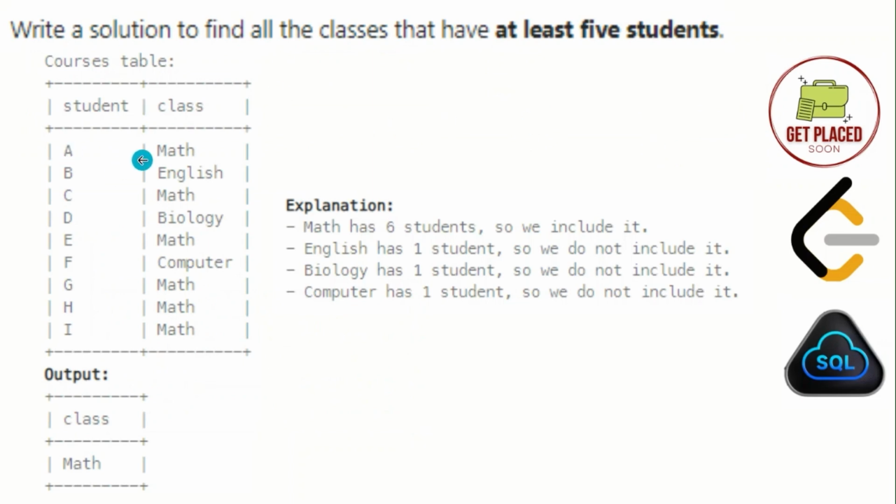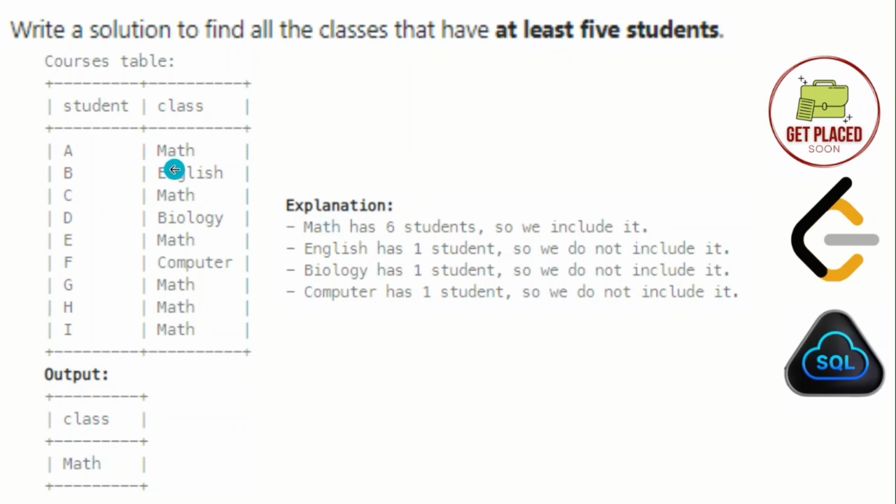In the courses table, you can see these are the students A to I. A is enrolled in math class, E is also enrolled in math class, G, H, I are also enrolled in math class, right? C is also enrolled in math class. So how many in math class? You can see 6 students. Because we need at least 5 students in a class, we can include math.